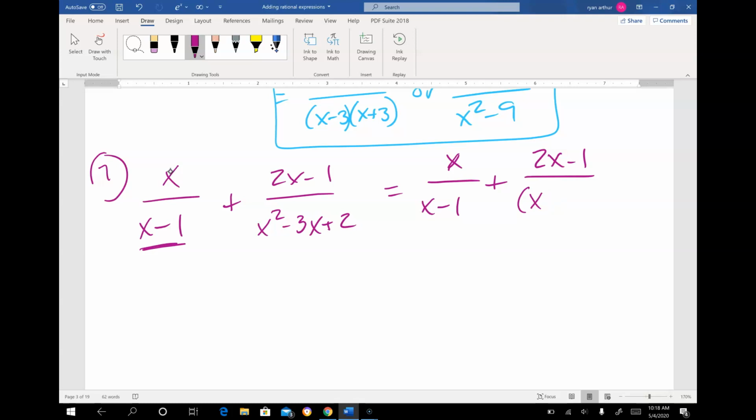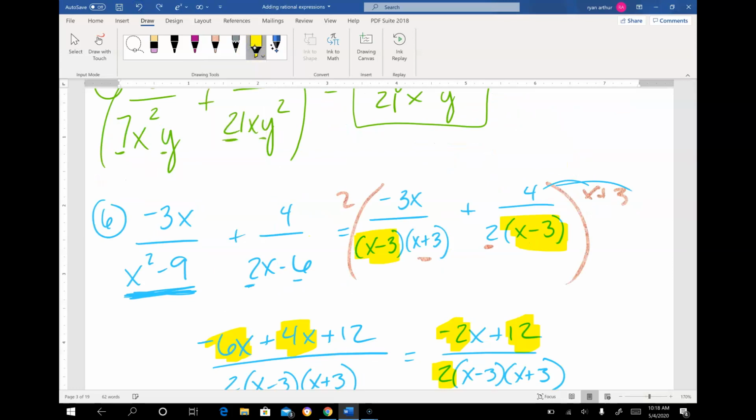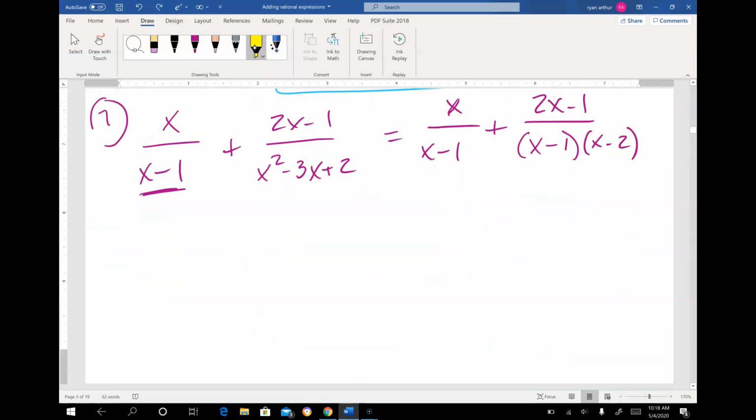Look at me, I talk about it and then I mess up. All right, there you go. Now, they have in common an x minus 1, right? So the left-hand side is missing that x minus 2. But is the right-hand side missing anything?